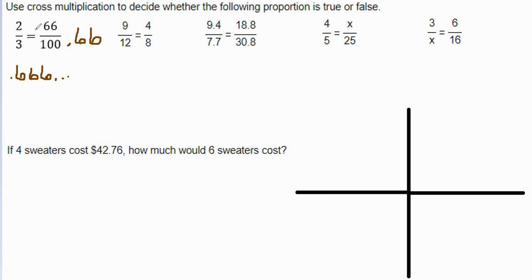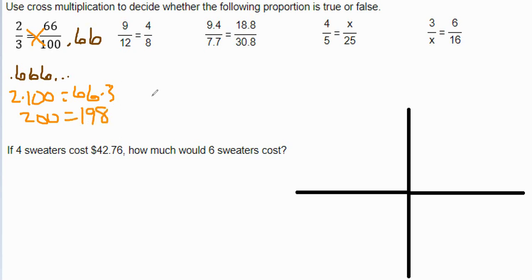If we were to cross multiply, we would have 2 times 100. Does that equal 66 times 3? They have to be exactly the same. So the decimals weren't exactly the same, so that's one check. And 2 times 100 is 200, and 66 times 3, I believe, is 198. So those are clearly not equal to each other, so they're not proportional.